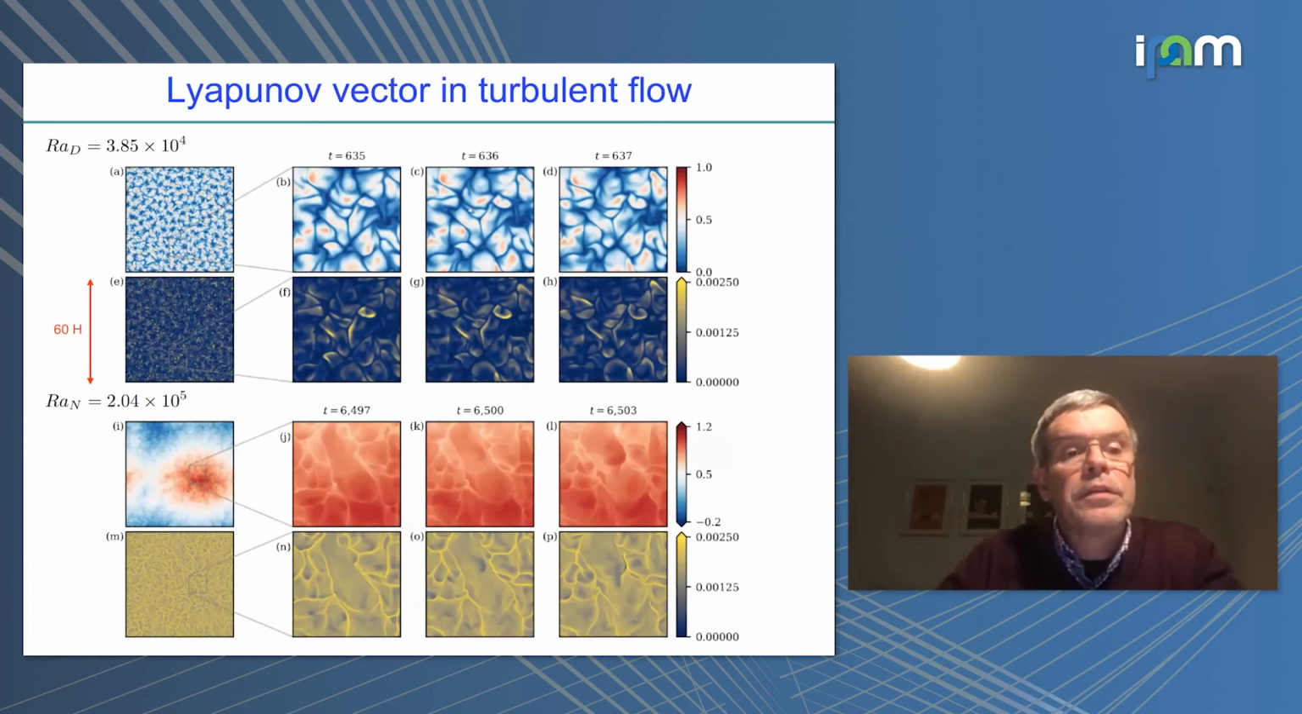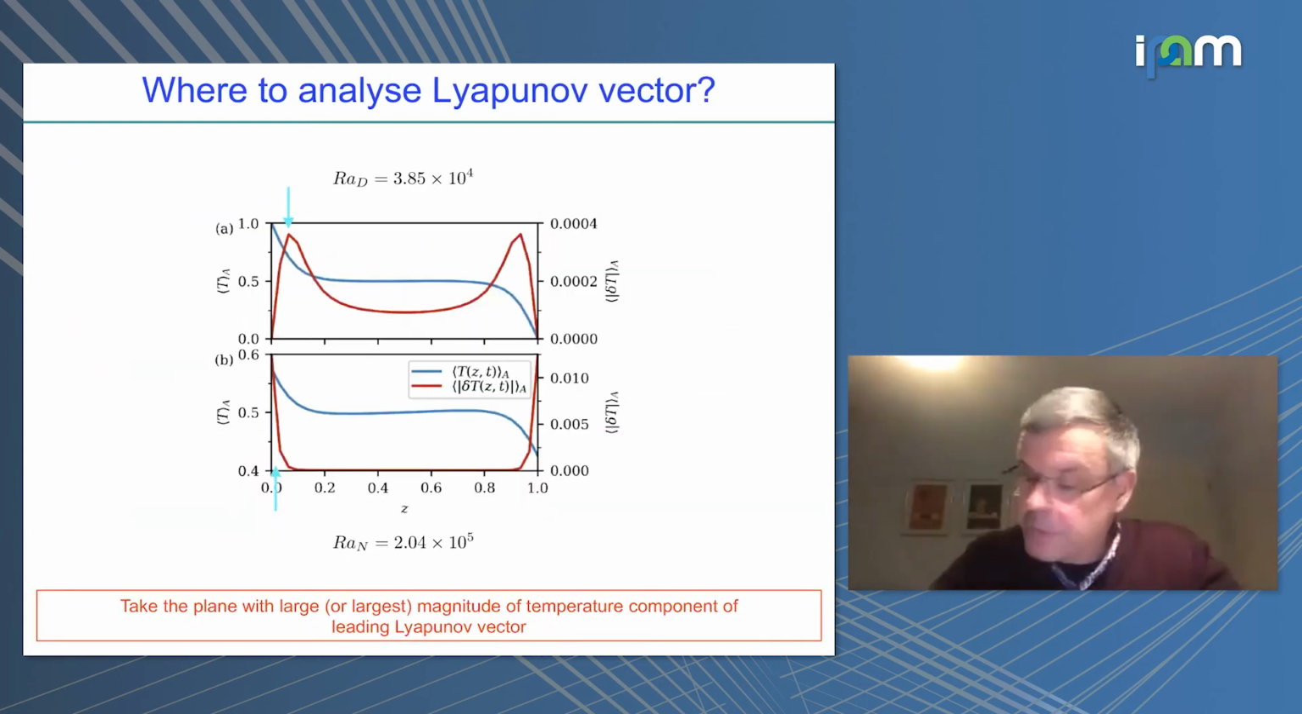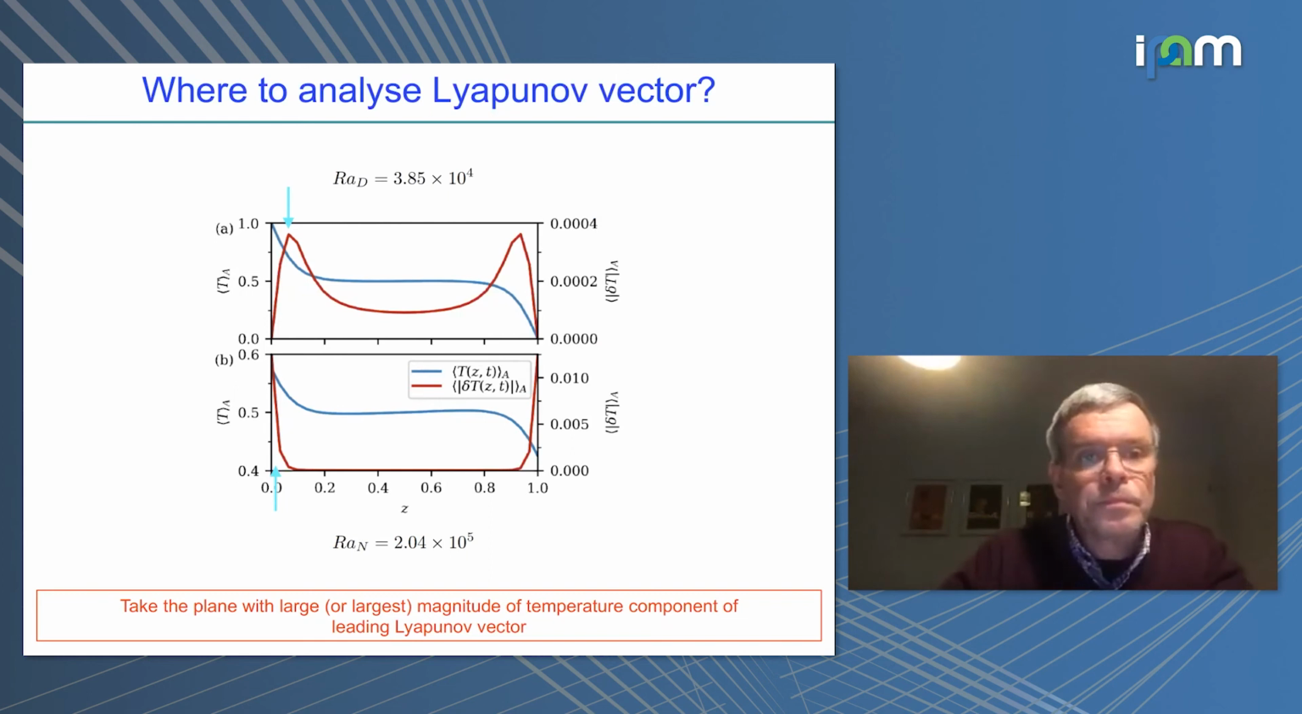And this is again the temperature field in the top rows of these 2 figures and the corresponding Lyapunov vector component. And whenever there's a change in the pattern, then this Lyapunov vector field gets a high amplitude region, which is given in yellow. In the Neumann case, you have these ridges, which are very high amplitude regions. Okay. So now we have done this analysis plane by plane.